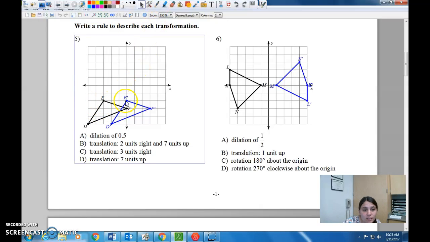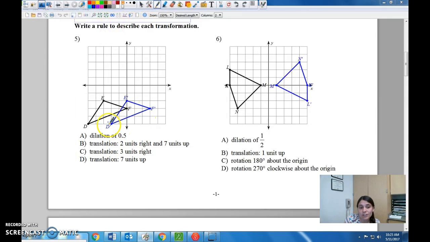So I can tell based on the apostrophes that this is going from here to here. It starts with just D, E, F, and then goes to D prime, E prime, F prime. If I look at this, the size of each triangle looks the same, so it can't be a dilation. And it doesn't look like it's moved up or down at all, so it can't have gone 7 units up. So the only option left is 3 units right. And if I count this, 1, 2, 3, 1, 2, 3, 1, 2, 3. So this translated 3 units to the right.